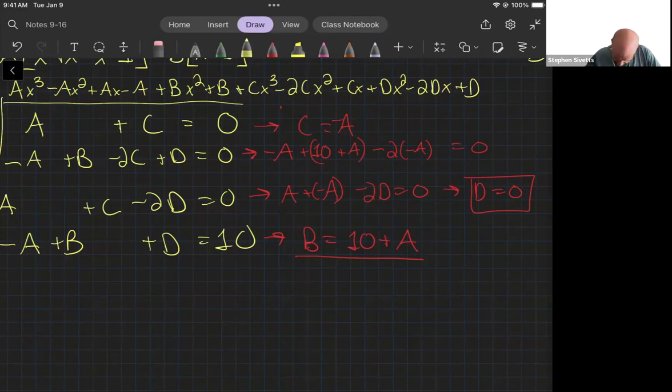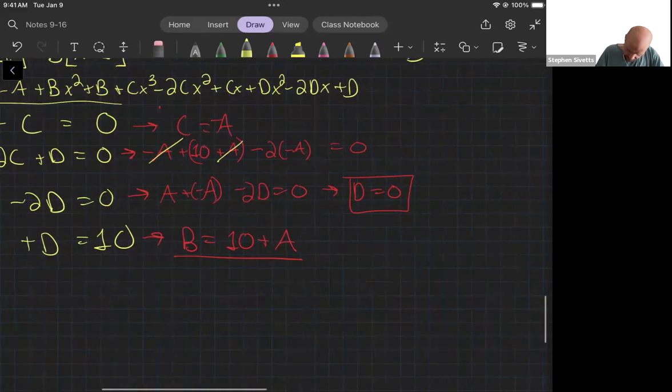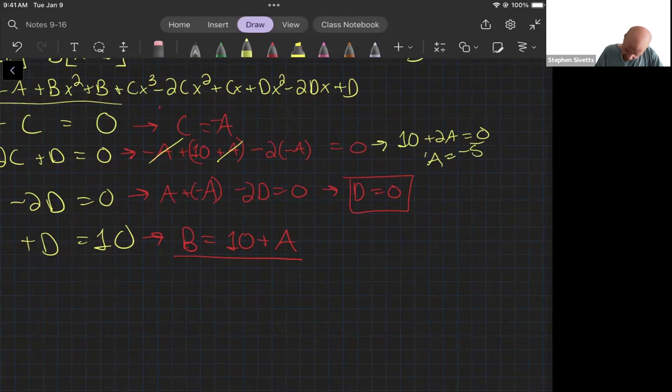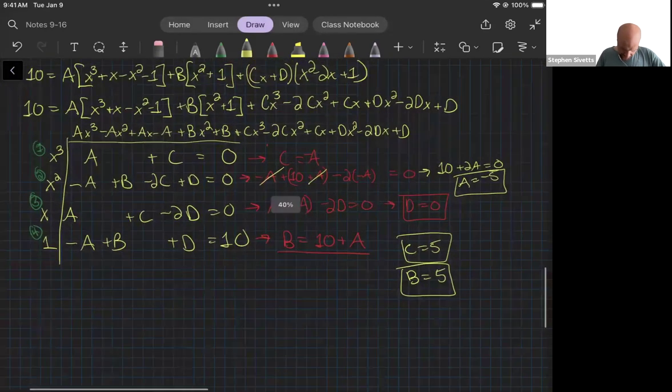Okay, and minus a plus a, they cancel, and this leads us to saying that 10 plus 2a is 0. And then a is equal to minus 5. Okay. A is equal to minus 5. So that means c equals 5. And b is 5. Okay. B is 5. All right.